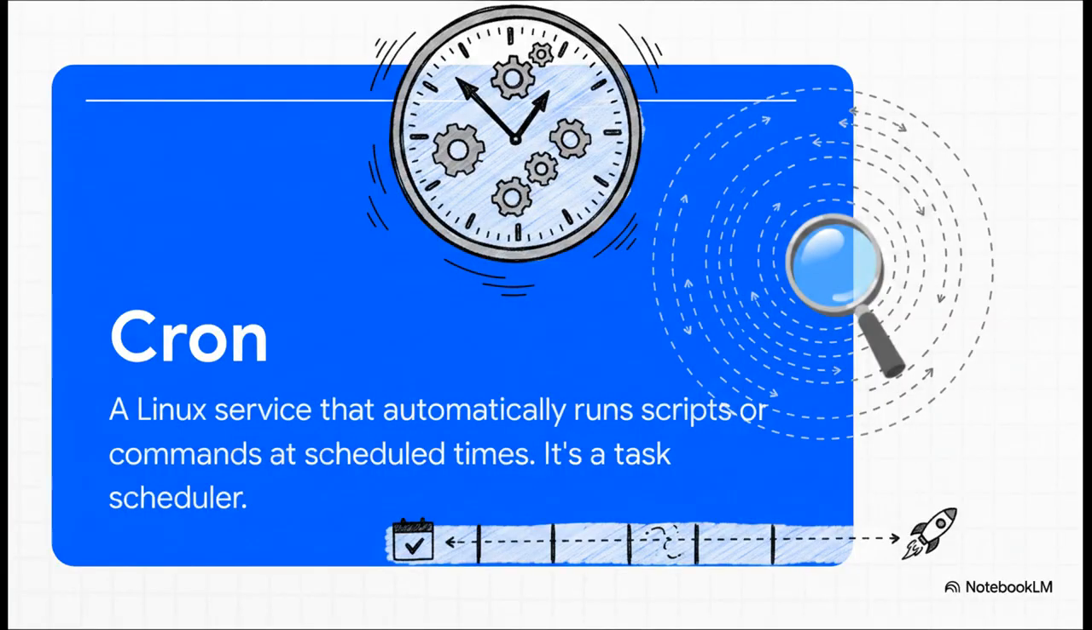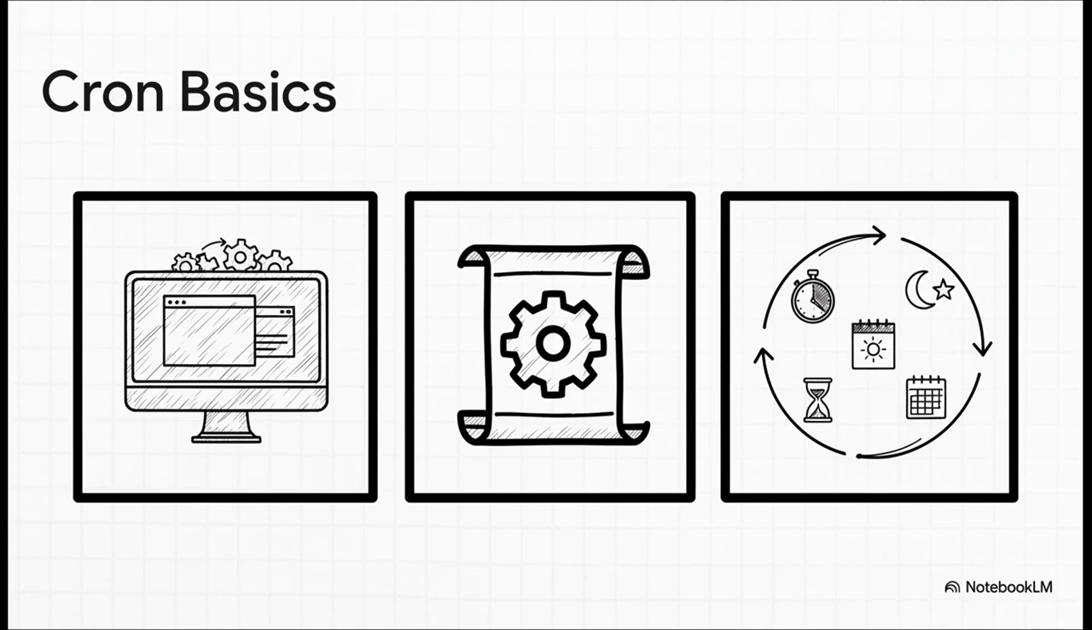At its absolute core, Cron is just a special service that runs silently in the background of your computer. Its one and only job is to constantly check the time. And the moment the clock matches a schedule you've given it, bam! It runs your command or script automatically. It is the ultimate task scheduler. And the whole system is just beautifully simple.